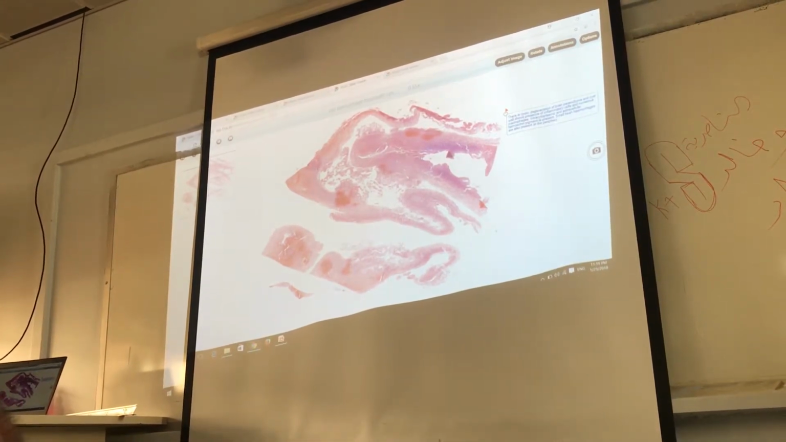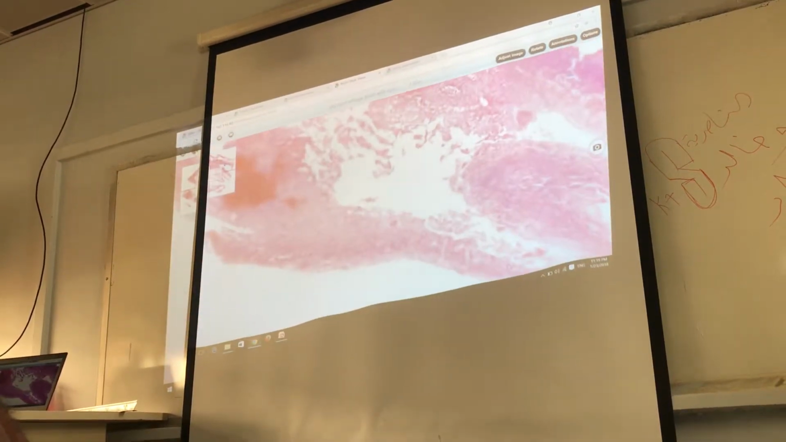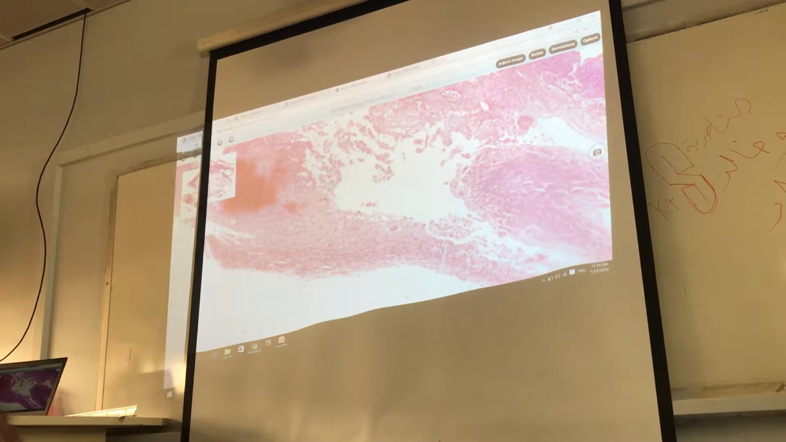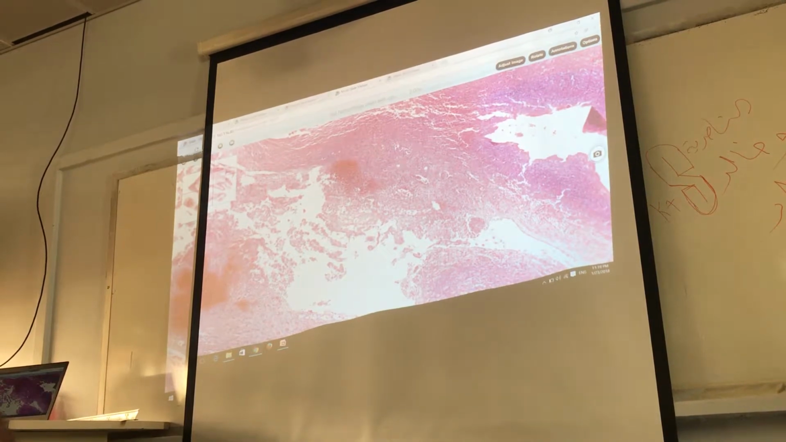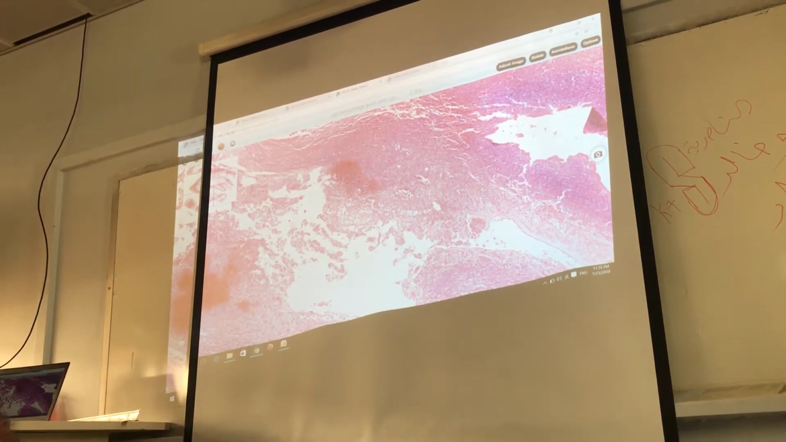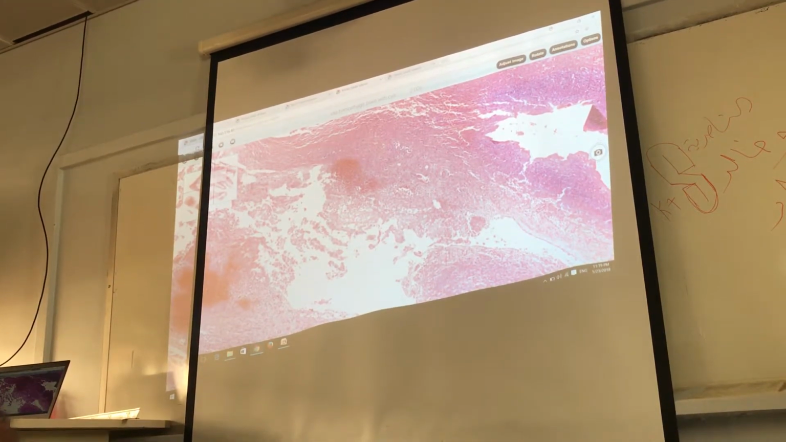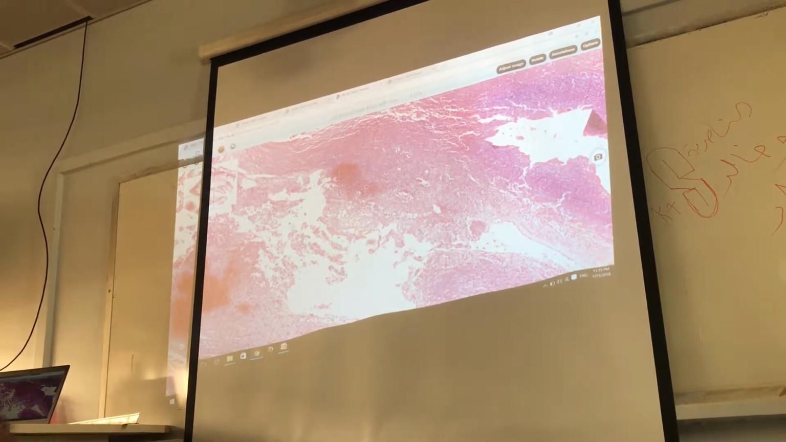So this is a low power view. Now we'll go for two. Just like what we are seeing is loss, cystic infarction, and you have recent hemorrhages still. It is difficult to see the hemosiderin pigment at this power. Now we go for more.